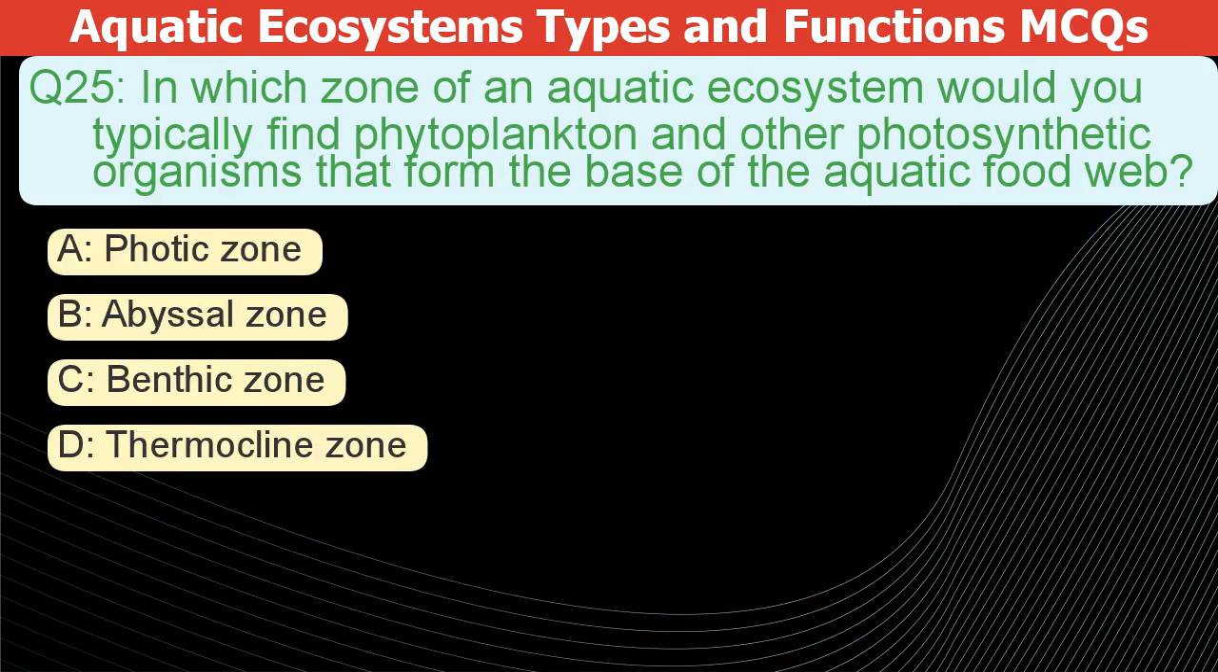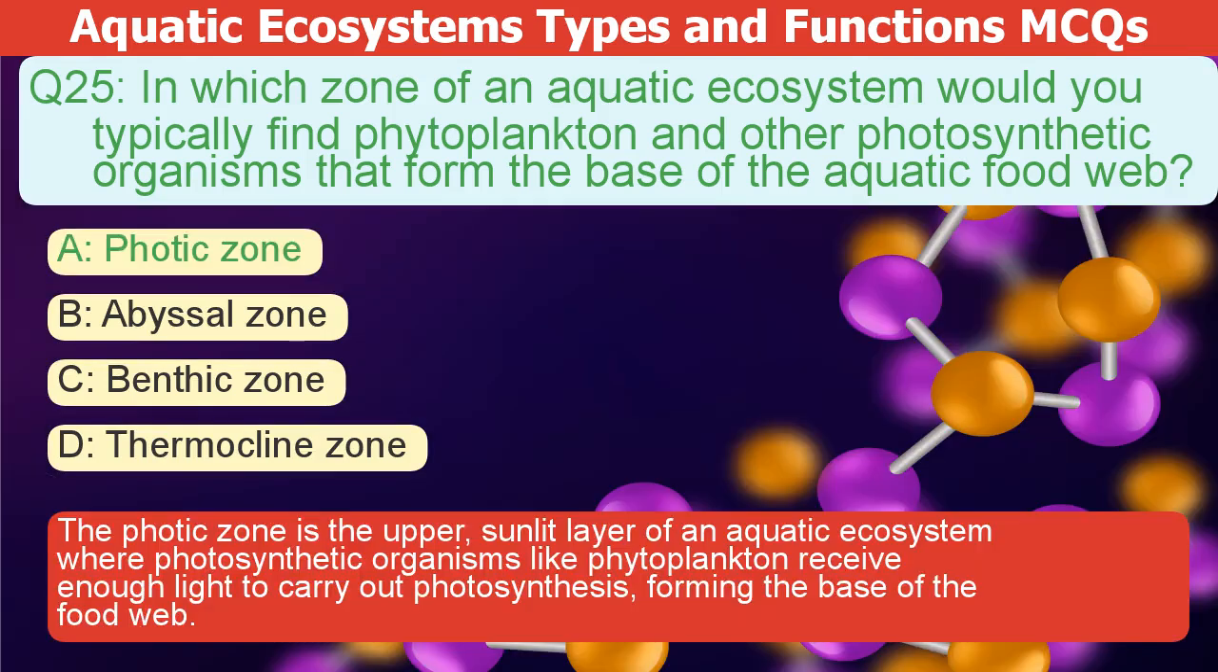Which of the following is not a common type of wetland ecosystem? A. Swamp. B. Bog. C. Atoll. D. Marsh. The correct answer is C. An atoll is a ring-shaped coral reef.